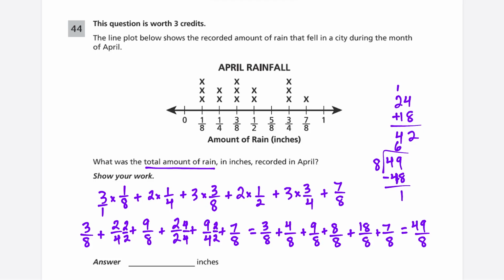So I have, and I'll just move this down a bit, we'll make space. So this long division question, we'll just move this a little bit out of the way. So if we work this out now, we have a remainder of 1, and we were originally dividing by 8. So this simplifies here to, we could say this equals 6 and 1/8. Okay, so we have the total amount of rain in April was 6 and 1/8 inches.